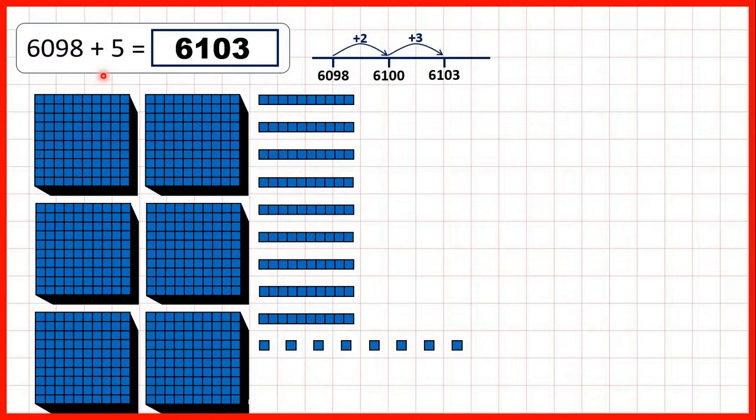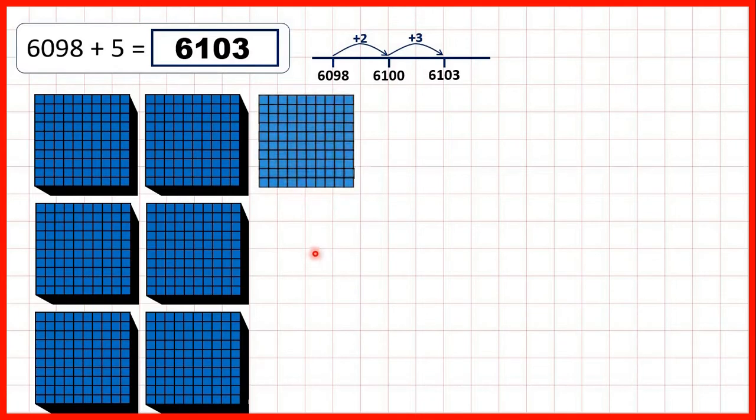Now let's take a closer look at these questions. So first we had 6098 plus 5, and we can show what's happening with base 10 blocks. What you need to remember is that when we get 10 ones, we can exchange those for 1 ten. When we have 10 tens, we can exchange those for 100. So starting with 6098, we can add 1, 2, then exchange. Then add 3, 4, 5, and you can see that we now have, because we've exchanged, 6 thousands, 1 hundred, no tens, and 3 ones.